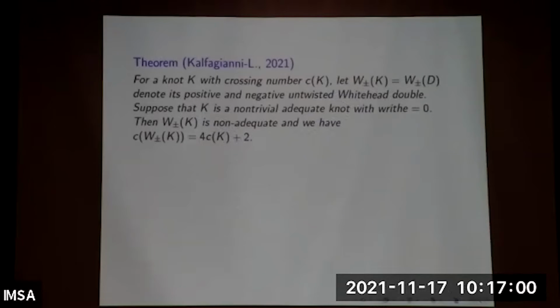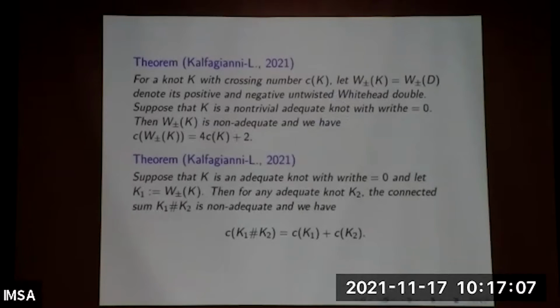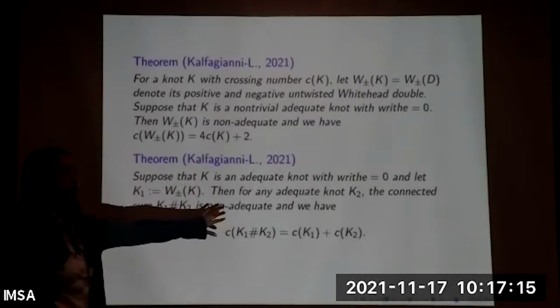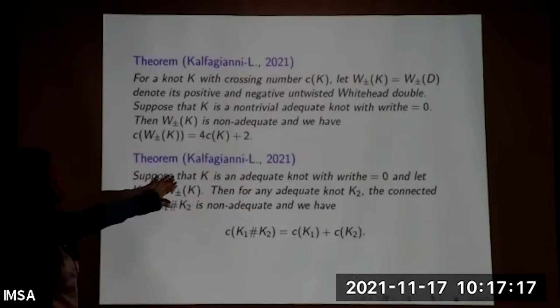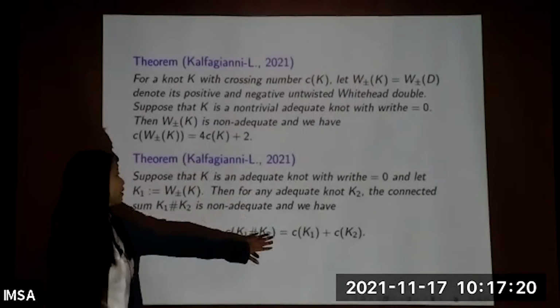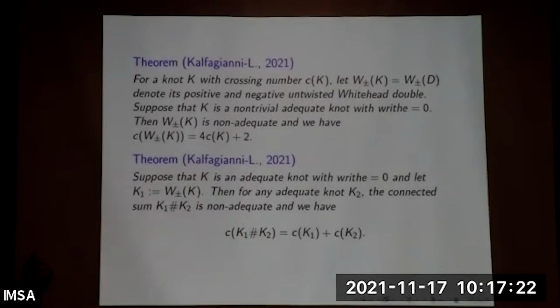Okay. So I think I explained all of this except for the adequate class. And then on the subject of crossing number of connected sums, we can also show that if you take the connected sum of the Whitehead double of an adequate knot with this property with another adequate knot, then the connected sum is not adequate and the crossing number is. So we also get another pattern. This is one of the applications.